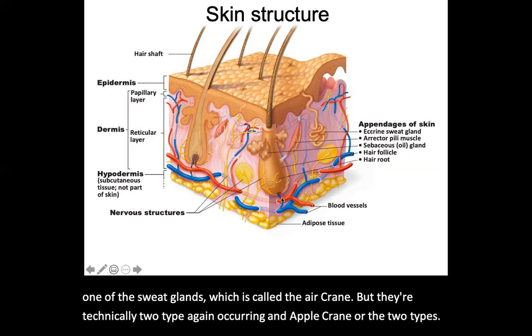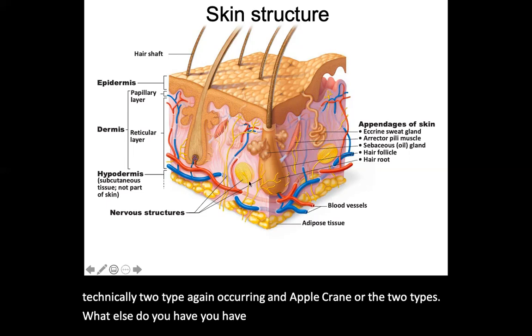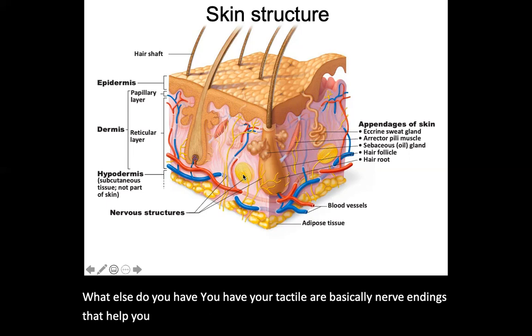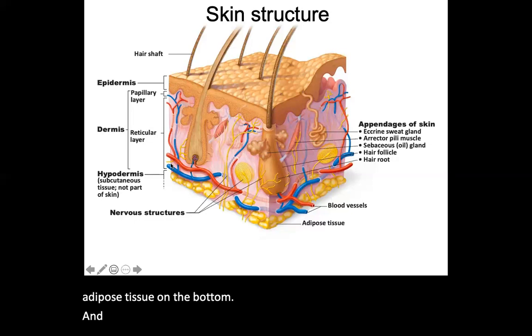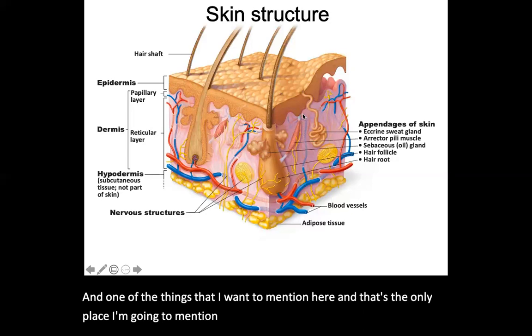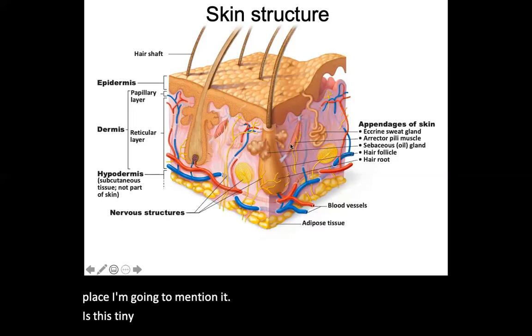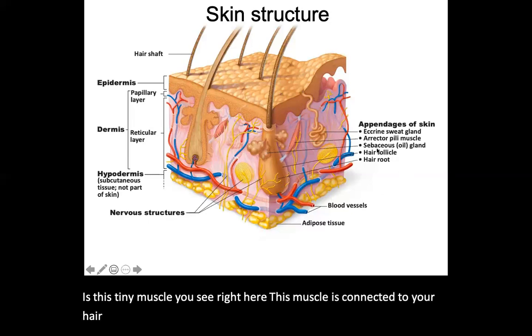What else do you have? You have your tactile cells. These are basically nerve endings that help you measure pressure, fluctuations in temperature, vibration, etc. You have your hypodermis, which is this adipose tissue on the bottom. And one of the things that I want to mention here, and that's the only place I'm going to mention it, is this tiny muscle you see right here. This muscle is connected to your hair roots. This is called the erector pili muscle.